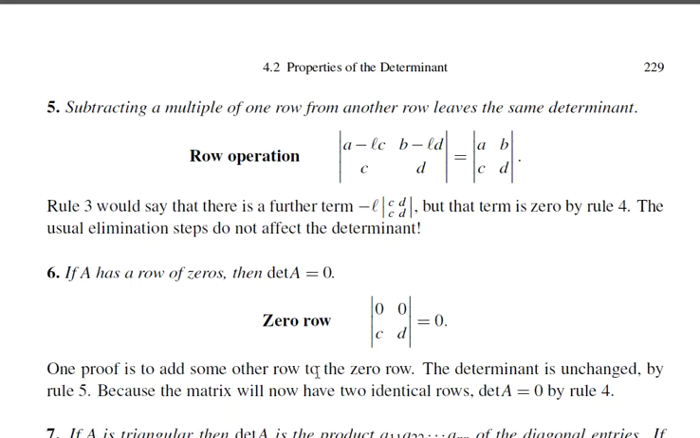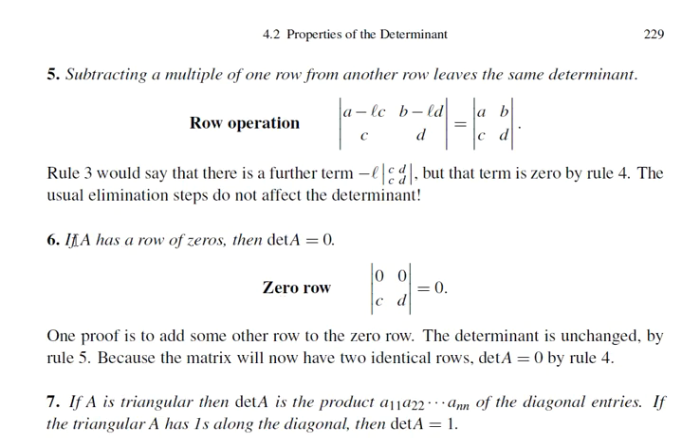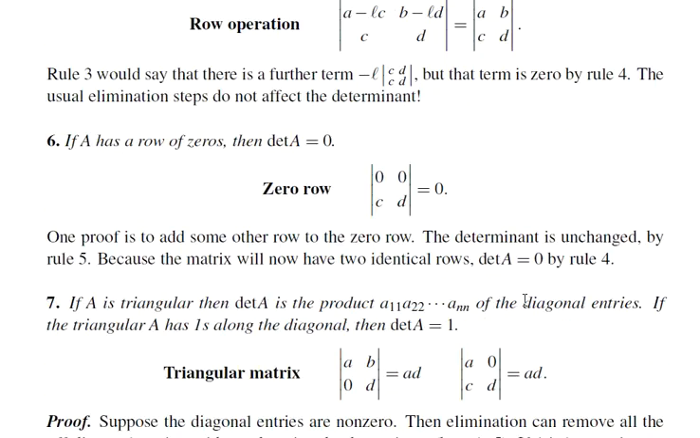The next property is if a determinant A has a row of zeros, then the value of the determinant is 0.